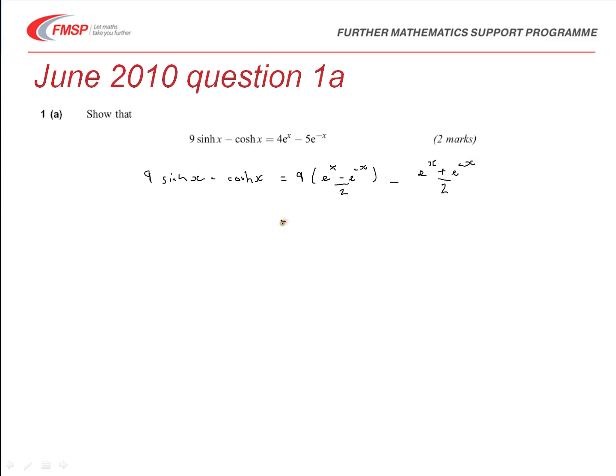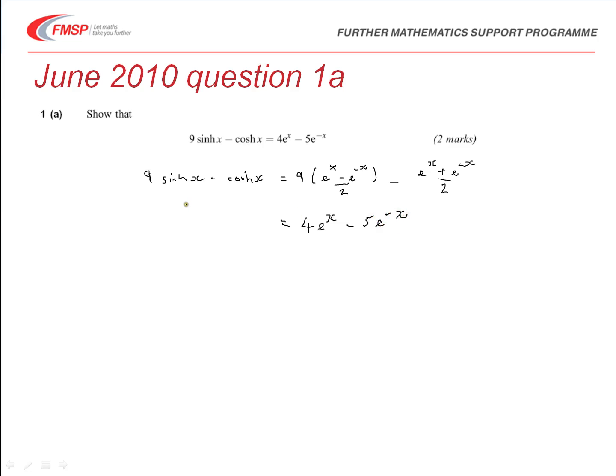And so if we collect the e to the x's together, we've got 9e to the x minus an e to the x, and they're both over 2, so that gives us 8e to the x, which of course when divided by 2 gives you 4e to the x. And similarly, if we look at the e to the minus x's, we've got minus 9 of them, minus another one in the second part here, so that's minus 10 over 2, which will give us our minus 5e to the minus x.